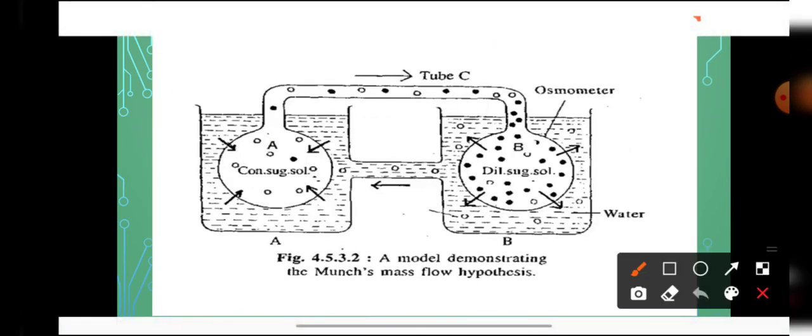So what Munch performed, he took two osmometers, osmometer A and osmometer B. In osmometer A, there is high concentration of the sugar, whereas in case of osmometer B, there is low concentration of the sugar. And both osmometers were connected with the tube C. Now students, in case of osmometer A, there is high concentration of solute. So what will happen? Water will enter within this osmometer by the process of endo-osmosis.